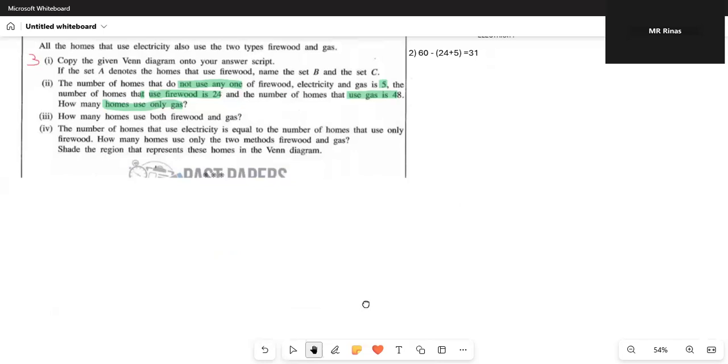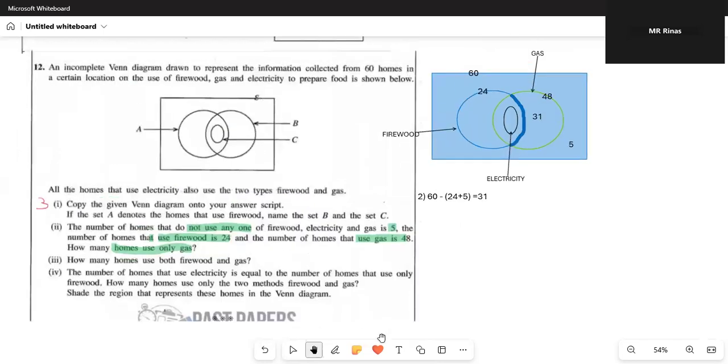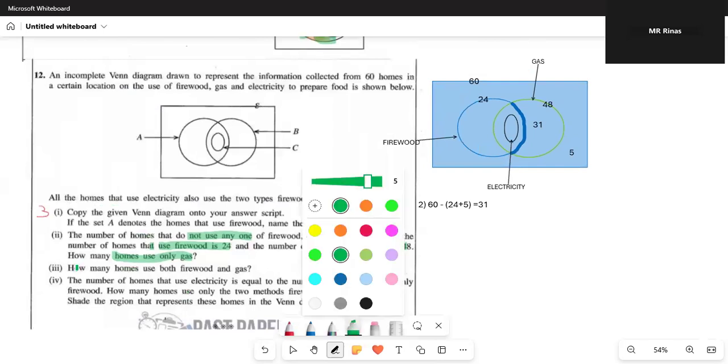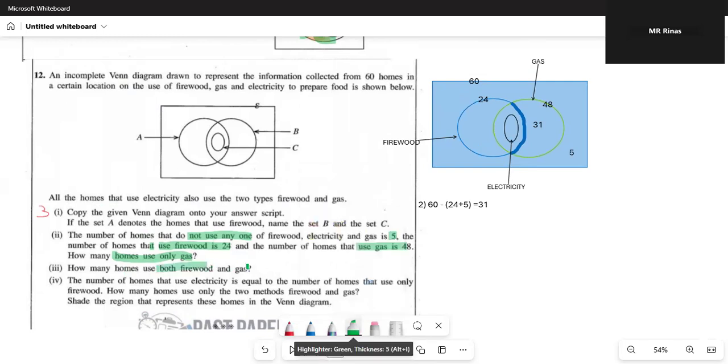Now the third question, we'll move on to the third question. How many homes use both firewood and gas? So how many homes use the firewood and also they use gas? Okay. Then you have to find which portion, firewood and the gas, means this common part, right? So we'll come to the third question.